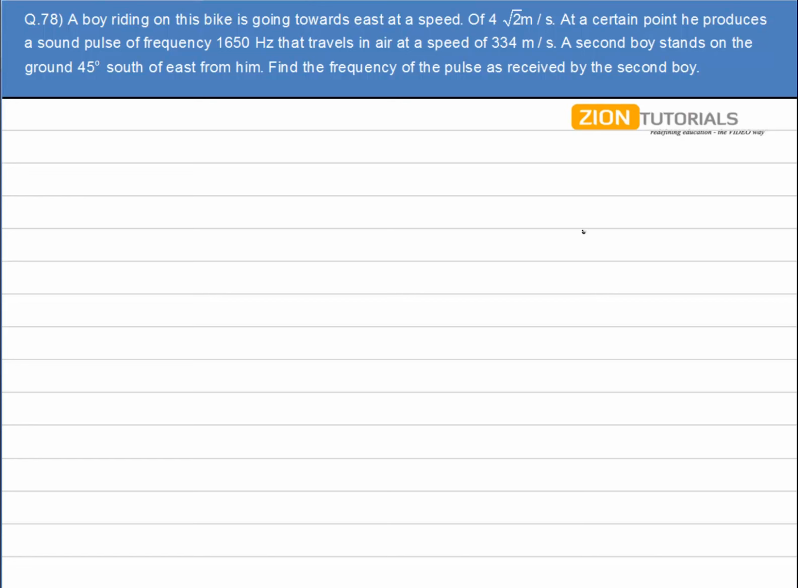Fine. Now let's say this is the first boy who is traveling east, with a speed given by 4√2 meter per second, and there is a boy standing at 45 degrees south of east. This is my south, this is my east, so this is my 45 degrees south of east. So a boy is standing over here, he is the observer, this is my source. Now I have to calculate the frequency as heard by the observer.